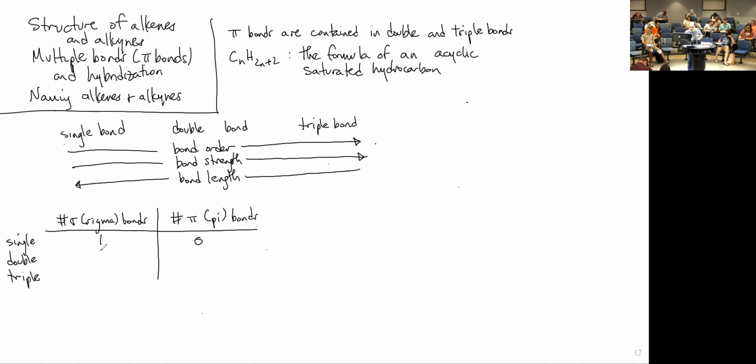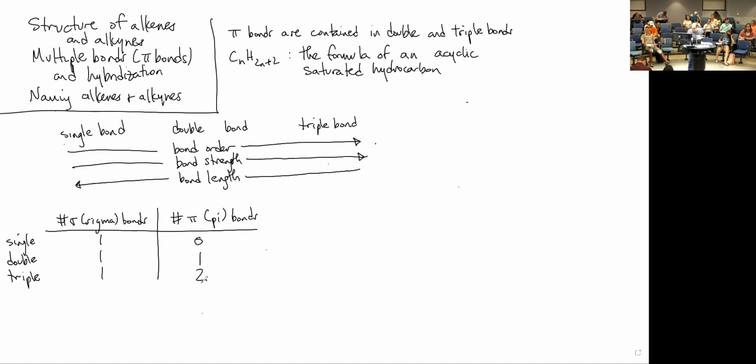A double bond will contain 1 sigma bond and 1 pi bond. A triple bond will contain 1 sigma bond and 2 pi bonds. So I certainly hope that your Gen Chem professor told you those things, as opposed to other things that are not true. But be that as it may, these are always going to be the case.